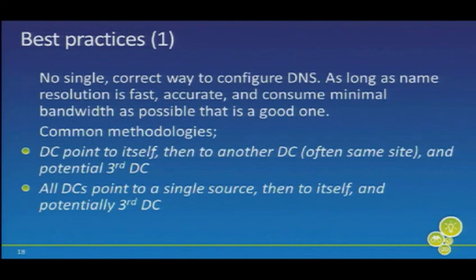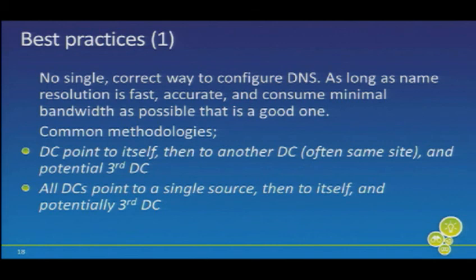So the best practice is, there's no single correct way of configuring DNS. People create a secondary zone, a forwarder, or make it available to all the forest zones. And this is something important: a DC should point to itself first. The domain controller should be pointing to itself first, then it should be pointing to the nearest DC or a PDC.